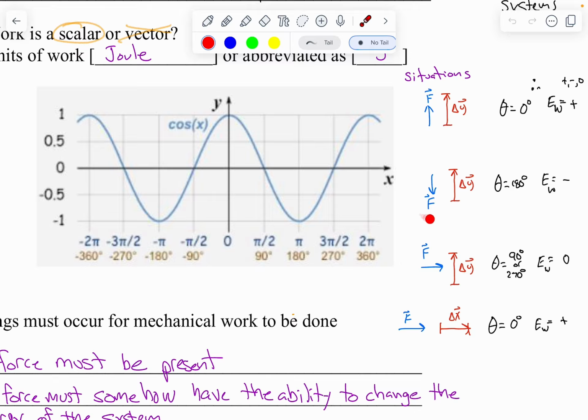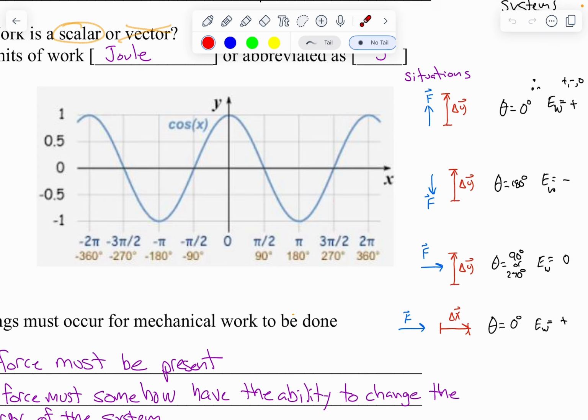Likewise, if our force and displacement are in opposite directions, we are down here at the -1, so that would return a negative value for the work. And again, that's really true for anywhere in this region here. Okay, actually going up here as well.